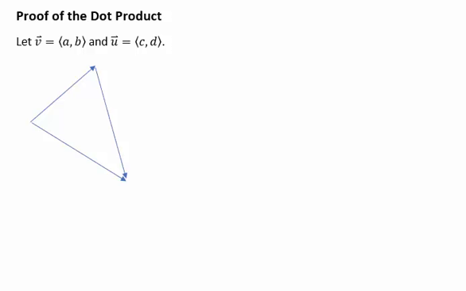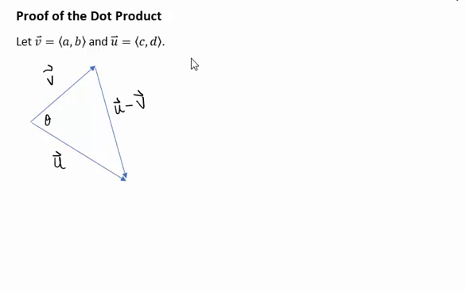The goal of this short video is to show a possible proof of the dot product. We'll call theta the angle between the two vectors, and then sketch the vector going from the head of V to the head of U. And this would be the vector U minus V.